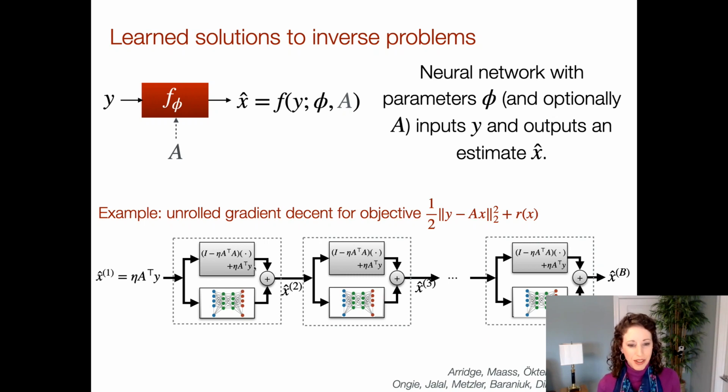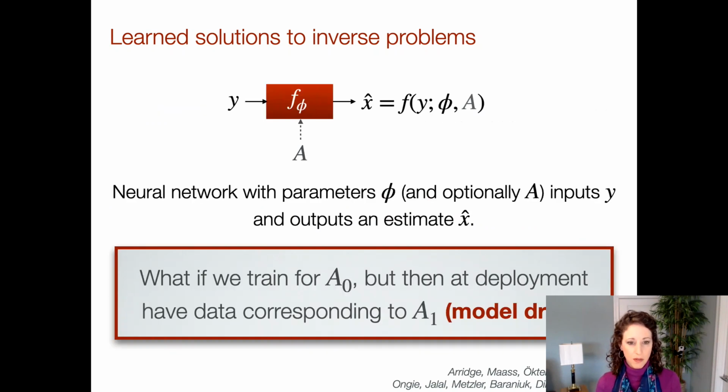And of course, an example of this is exactly the Unrolled gradient descent network that we were just talking about, where it depends on my forward model A, it depends on my neural network, and it depends on my data y. Okay, so this is the general context in which we're going to think about robustness to model drift or model mismatch. In particular, the idea is that we're going to think about what happens when we use forward model A0 when we're training, but then at deployment time have data corresponding to a different forward model A1.